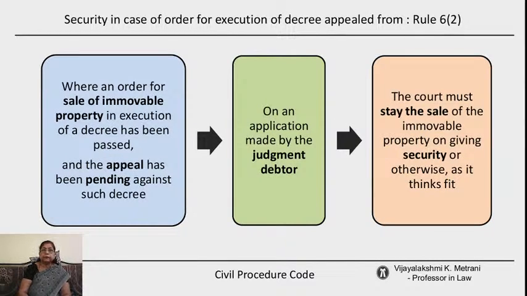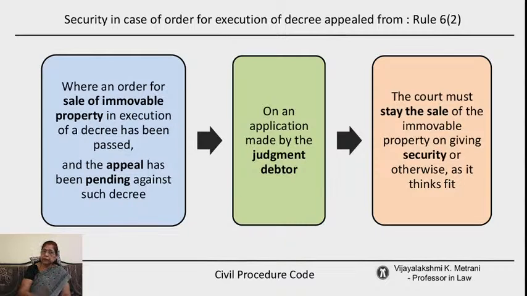Then Rule 6, sub Rule 2 says that where there is an order for sale of immovable property in execution, as we said in a mortgage decree, there may be a sale of immovable property. When that order for sale of property has been passed, and there is an appeal which is pending, then the judgment debtor may make an application to the court asking the court to stay the sale and give security for that purpose.